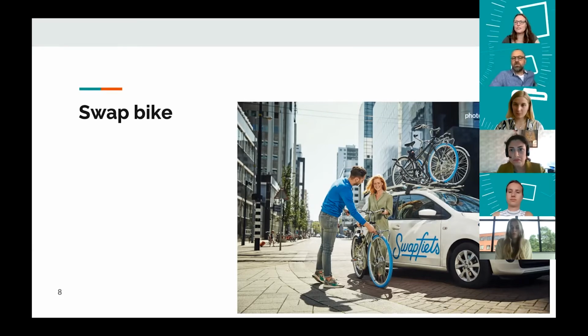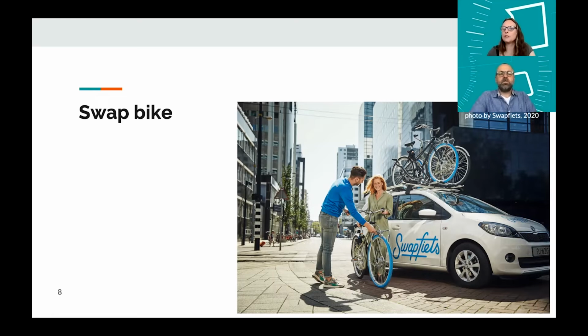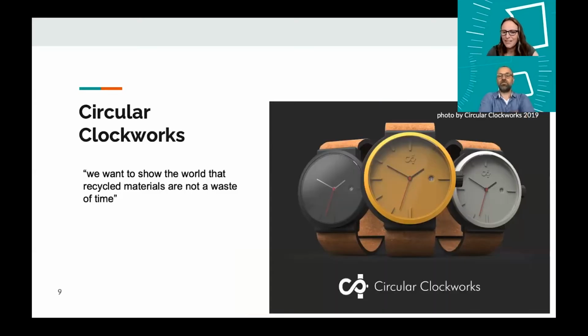Yes, we'll do. It's about Circular Clockworks, a rather more unfamiliar example. The first sentence on their website is, we want to show the world that recycled materials are not a waste of time. To give you some extra information, all parts of the product you see here are made of recycled materials. Parts that can fail or be scratched can be repaired by the company. And if you want, you can even resell your older watch back to the company. So that's the second example.